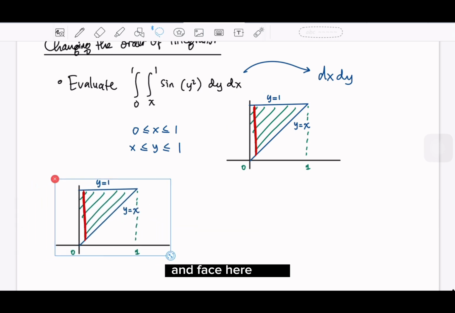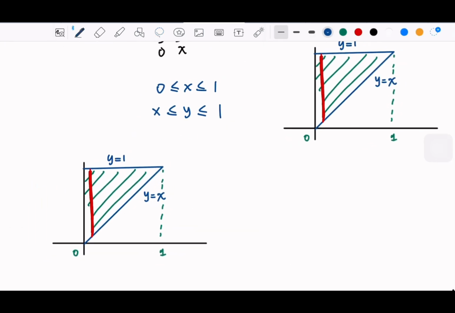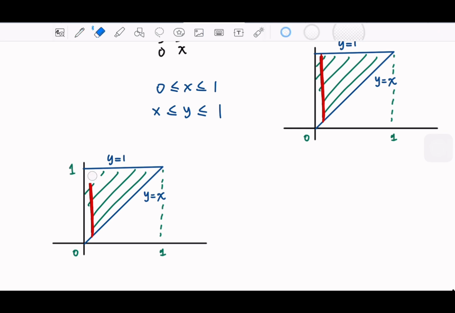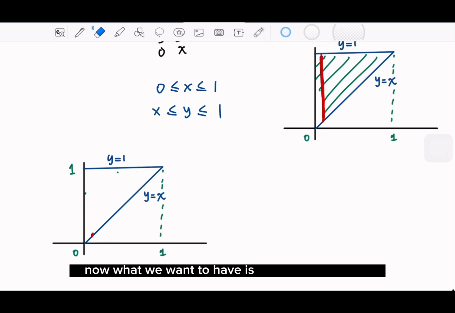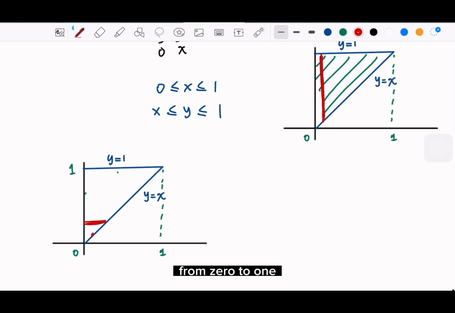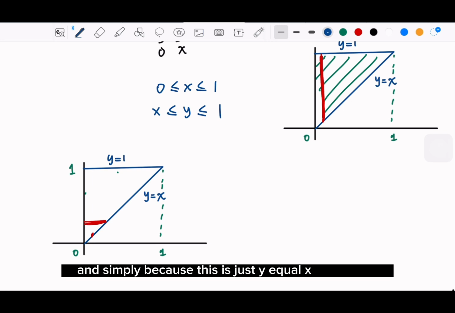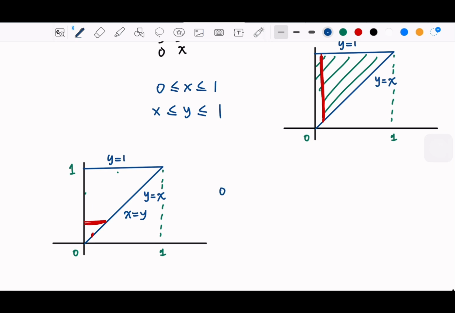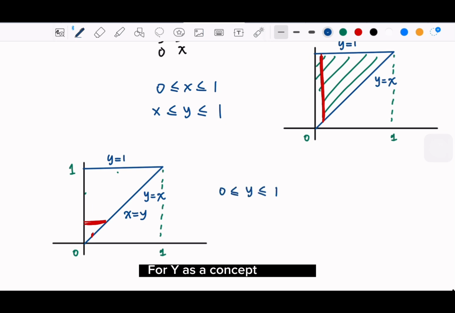And paste here, okay. So let's say we are going to have 1. Now what we want to have is these directions, right? From 0 to 1, and simply because this is just y equal x for the line, we could just say that x equal y for the other side, okay? So we could express this for y as a constant like that.